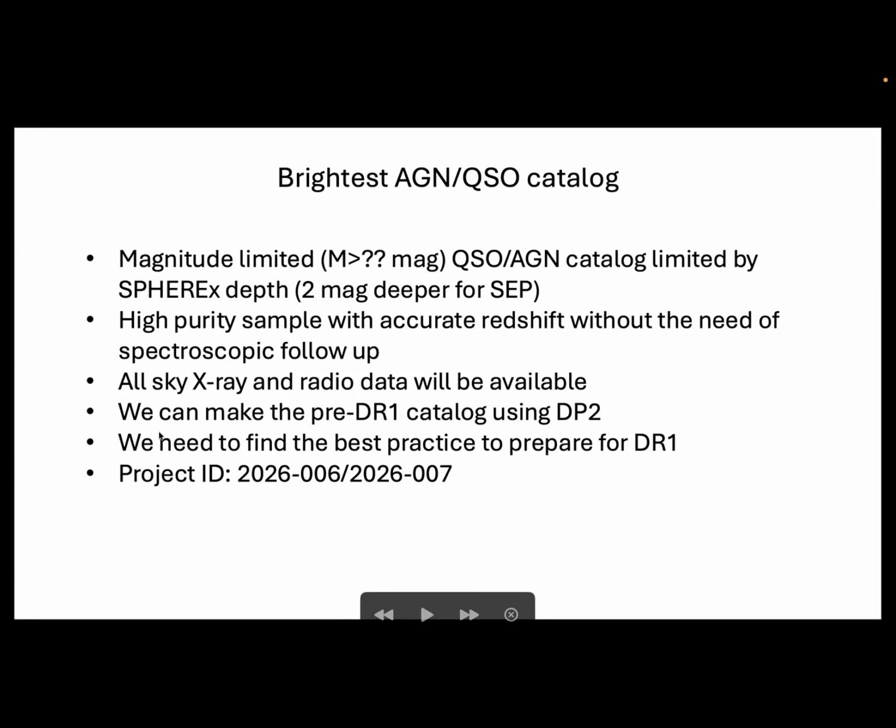It is magnitude limited, but we will be able to understand what the magnitude limit is if you want to add the SPHEREx spectrometry. So we'll have a high purity AGN catalog with accurate redshifts without the need for spectroscopic follow-up. Yeah, so this is what I'm going to say. Thank you.